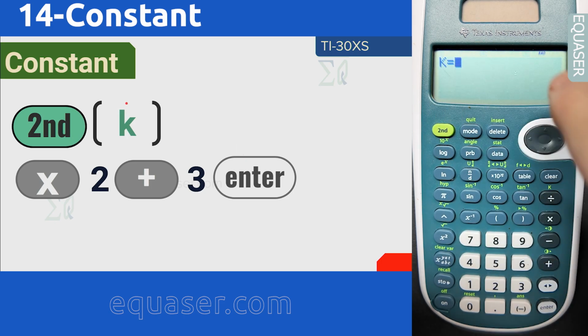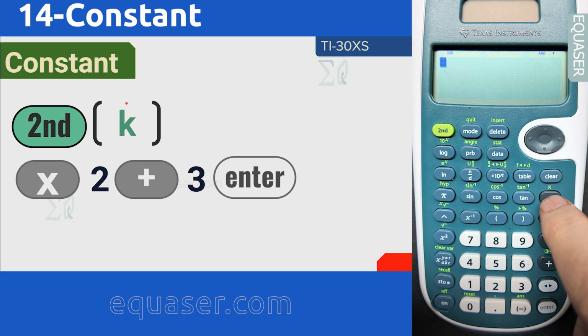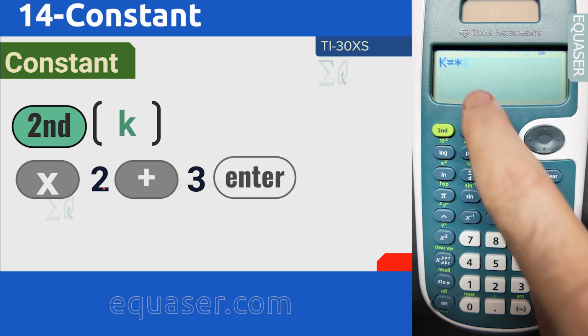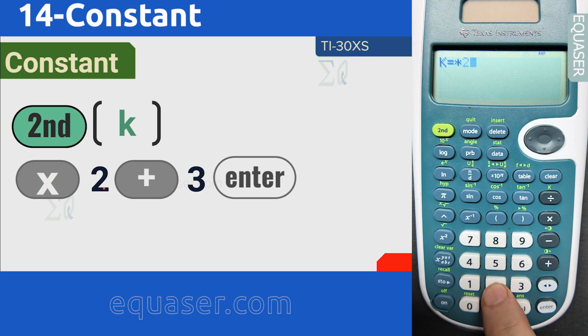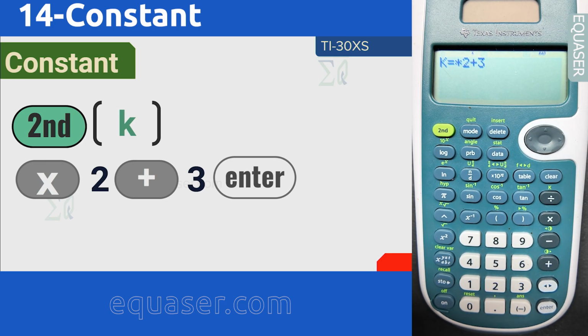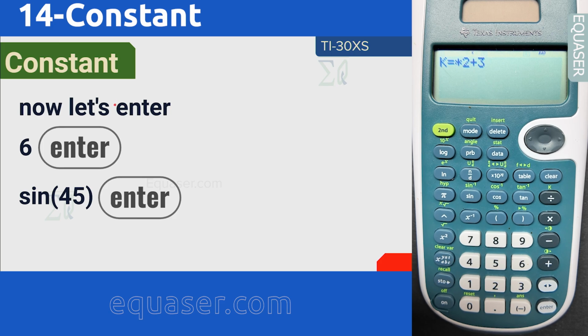So I've pressed enter already. If not, press second function and K and say multiply by 2 plus 3, you see multiply came, and enter. Now this is there and we can recall it. Now let's enter 6 and enter. So 6, enter, you see it becomes 15.